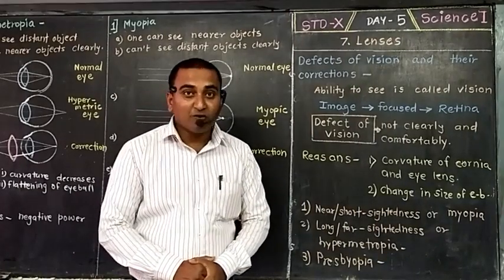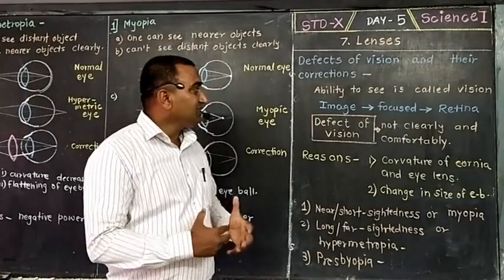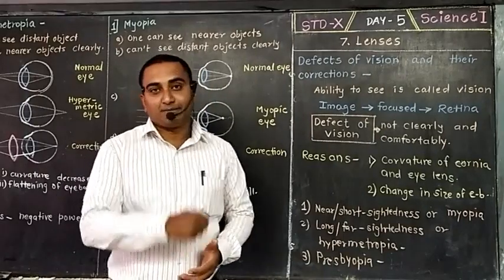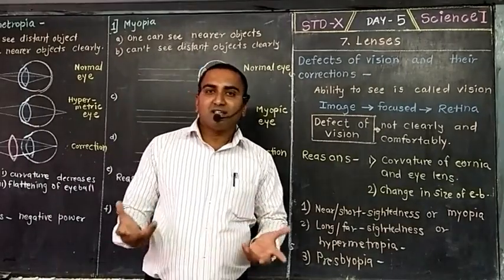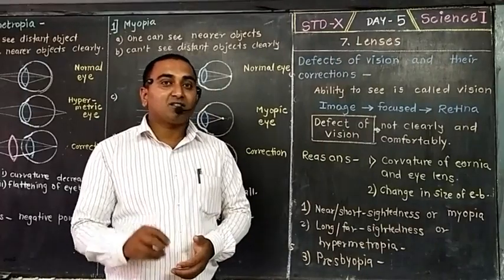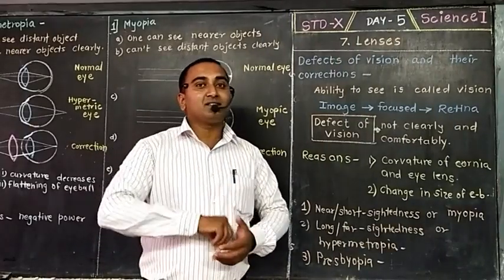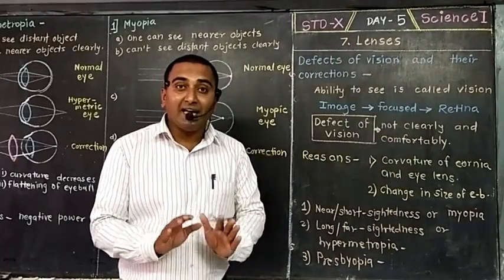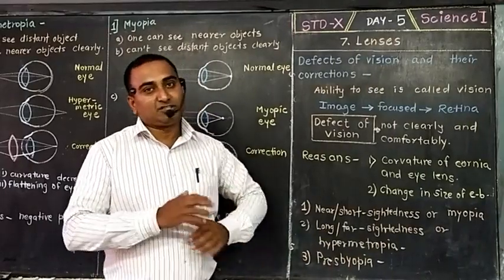First we should know what is meant by vision. Vision is the ability to see. That means the ability to see is called vision. And what organ is helping us? The human eyes are helping us to get a vision.